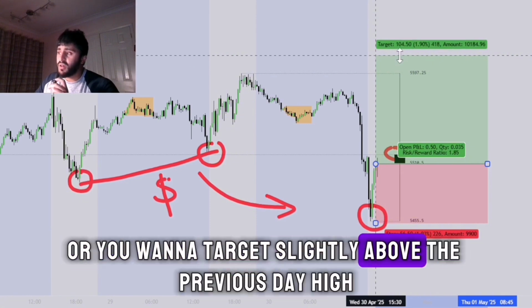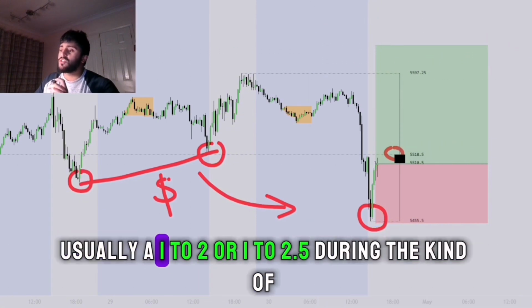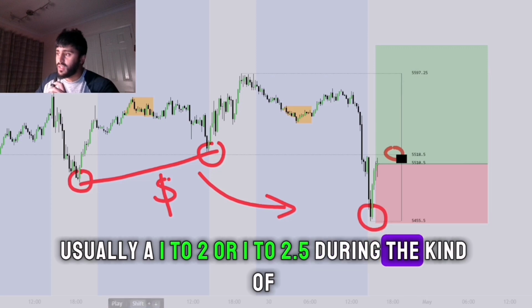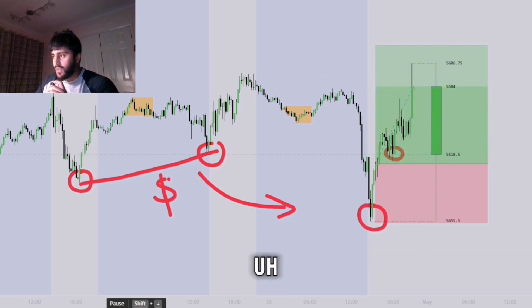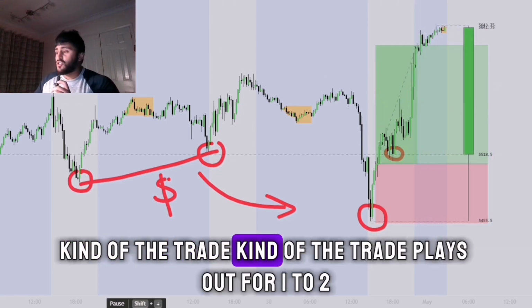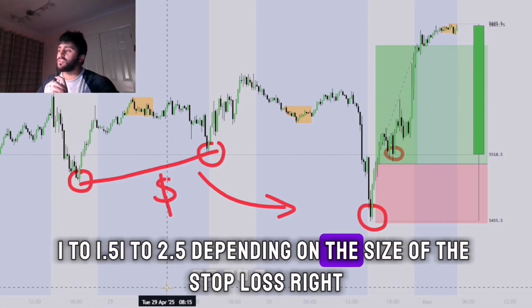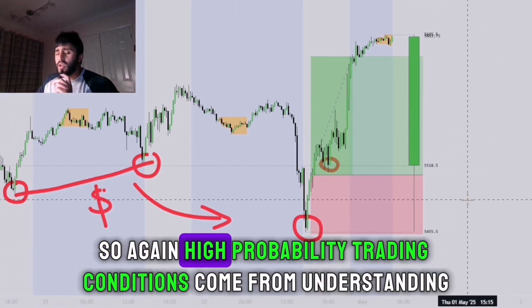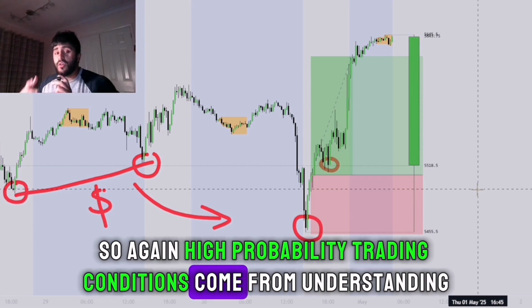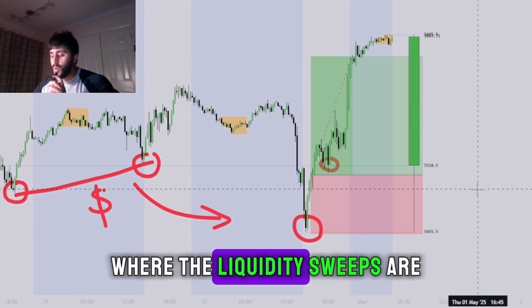Or you want to target slightly above the previous day high, usually a 1 to 2 or 1 to 2.5 as the trade plays out. It could be 1 to 2, 1 to 1.5, 1 to 2.5, depending on the size of the stop loss. So again, high probability trading conditions come from understanding where the liquidity sweeps are.